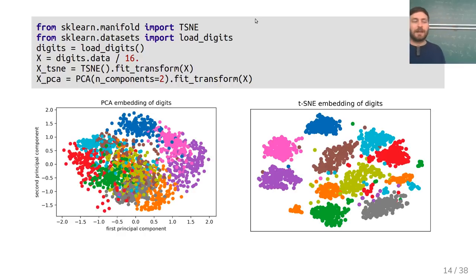Sometimes, if you apply T-SNE, you just get one big cloud and you see nothing. You can try changing the perplexity parameter, but sometimes you just get nothing useful, at least. So that's definitely possible.